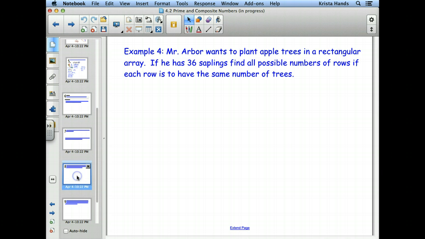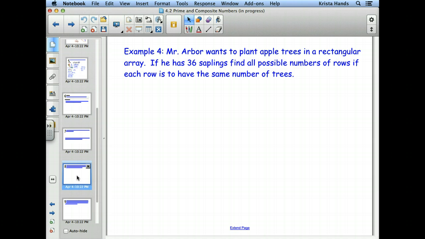All right, let's take a look at an application of divisibility. So this is a true application of how we think about divisibility. It says, Mr. Arbor, adequately named, wants to plant apple trees in a rectangular array. Okay, so he wants sort of, we talked about arrays, right? He wants a length and a width, and they're going to be all apple trees. They're going to be nice and evenly spaced. He's probably a little OCD like I am. Right? So he's going to put them in a rectangular array, and he has 36 of them to plant.